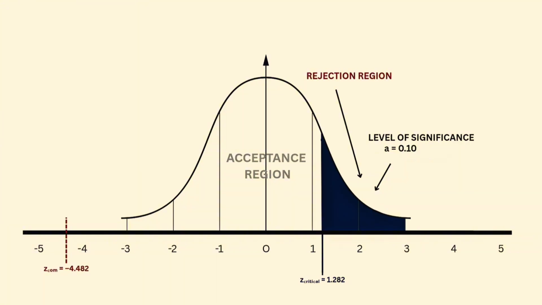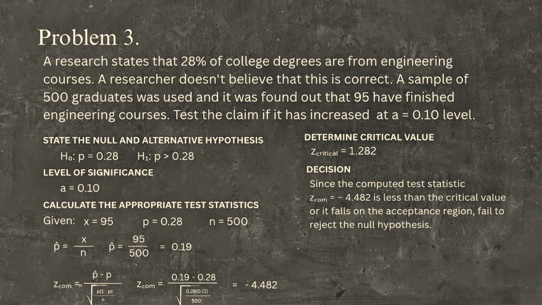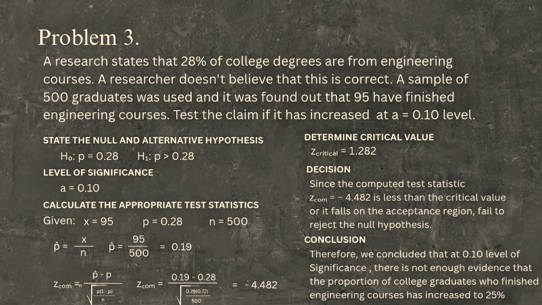So our decision, since the computed test statistic, which is negative 4.482, is less than the critical value or it falls in the acceptance region, so we fail to reject the null hypothesis. So our final conclusion, therefore, we conclude that at 0.10 level of significance, there is not enough evidence that the college graduates who have finished engineering courses has increased to 28%.